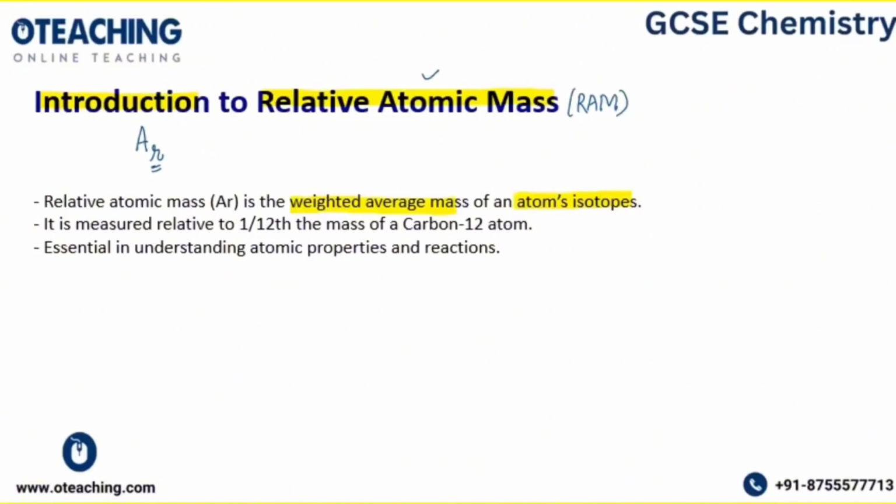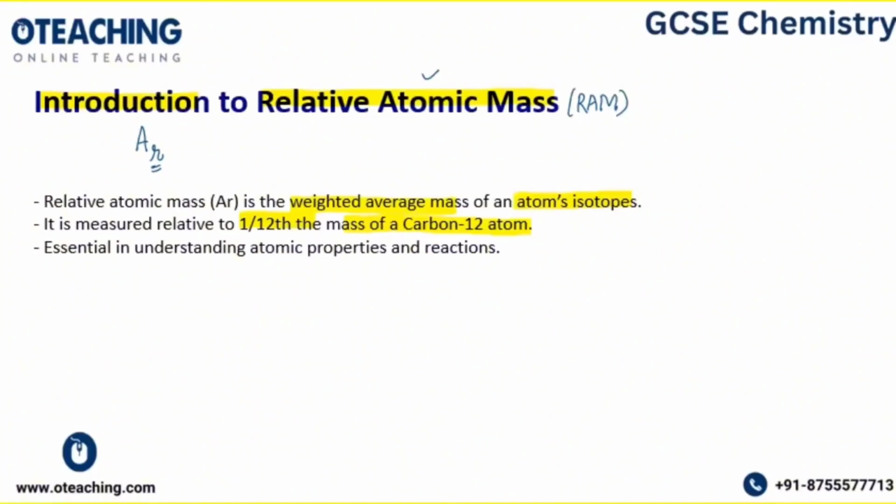It is measured relative to 1/12th the mass of a carbon 12 atom. That means carbon 12 is the basis here. Why? Because it is easily available, that means it is present in a large amount. It is present in abundance in nature. That's why carbon 12 is considered the basis for calculating relative atomic mass.